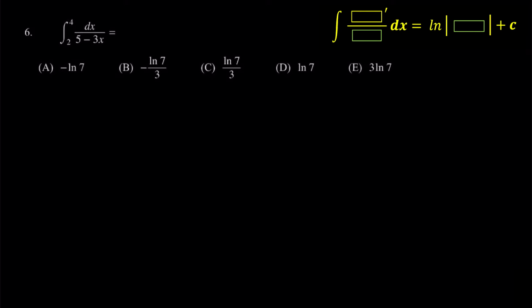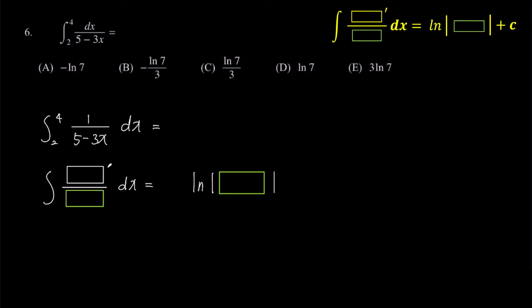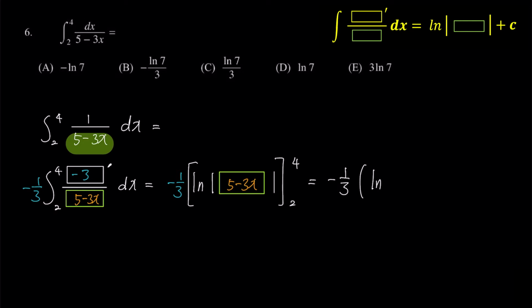The denominator is linear this time. What happens when you differentiate the denominator? That's right, we get negative 3. So if we have a negative 3 in the numerator, we can solve this problem. Let's put 5 minus 3x in the green box and negative 3 in the box prime, and divide both sides by negative 3. We also fill the green box on the right hand side with 5 minus 3x and calculate the definite integral. When we plug in 4 and 2, we get ln 7 minus ln 1, and the final answer is negative ln 7 over 3. Therefore, the answer is B.